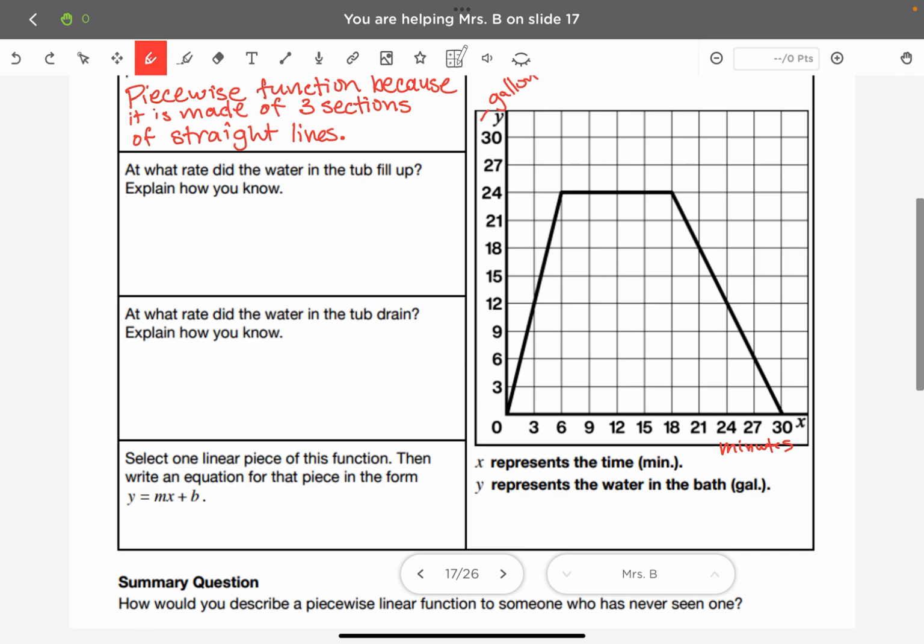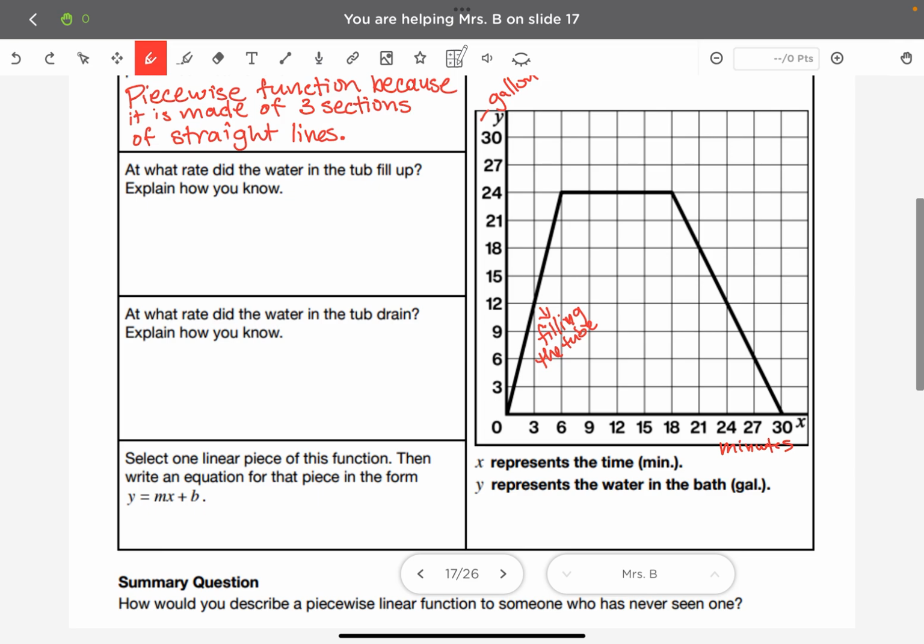So when we look at that first part, we see that we're starting at 0, 0. So this is a proportional start, that we're starting at that origin. No time has gone by. There's no water in the tub. As time starts to go by, we have 3 minutes and then 6 minutes going by. We see that the water in the tub is increasing up to 24 gallons. So this first section of our line is representing when DeAndre is filling the tub. He has to get the water in the tub in order to give his dog a bath.